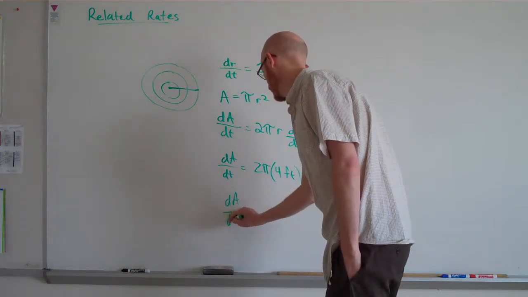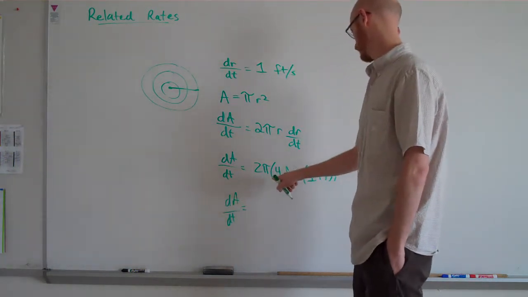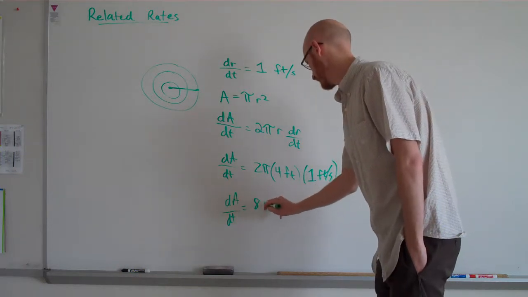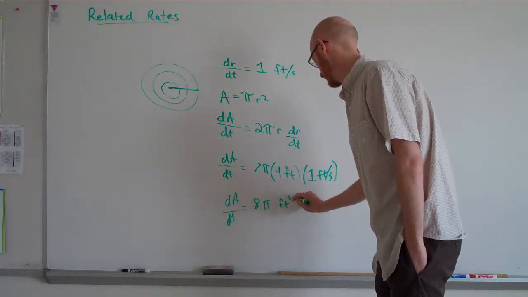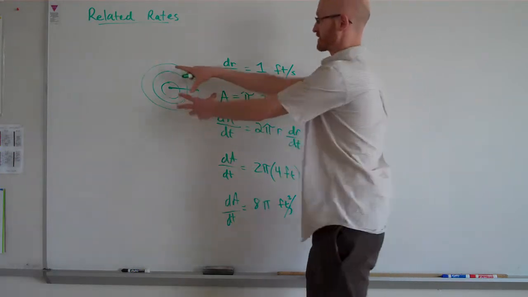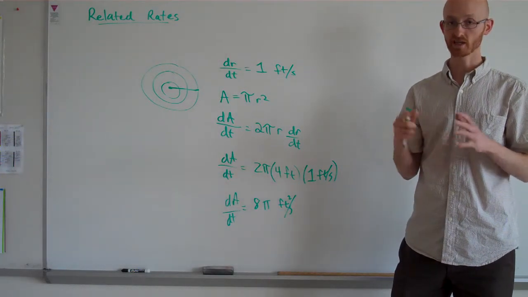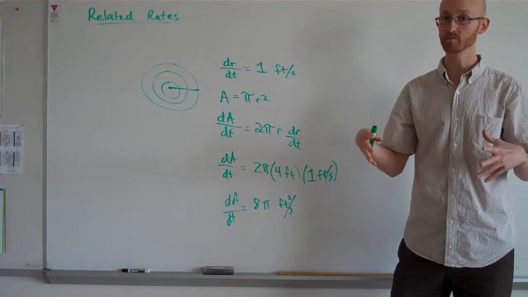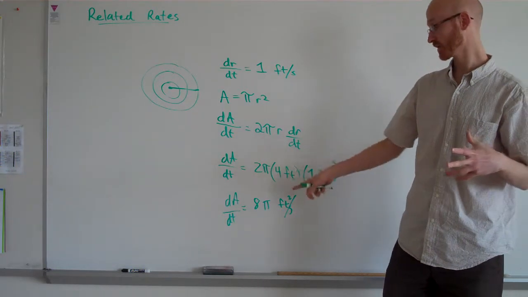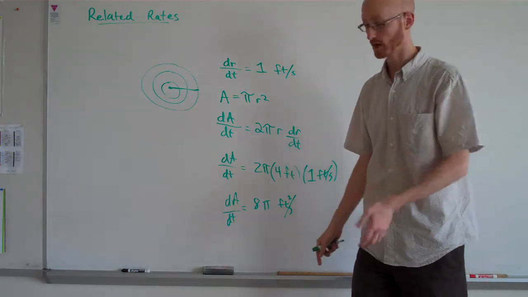So you get dA/dt is equal to, looks like 8 pi square feet per second. So that means as this pond ripples out, at that instant, it'll be heading out at 8 pi meter, I'm sorry, 8 pi square feet per second.